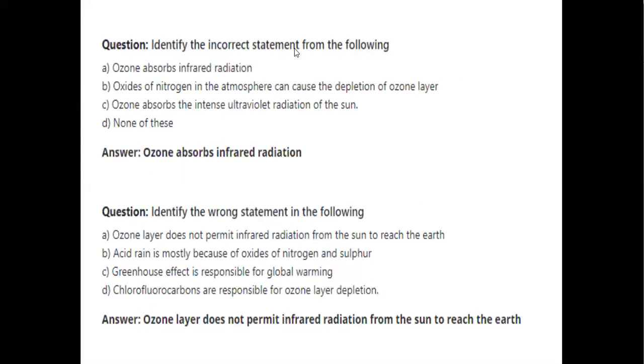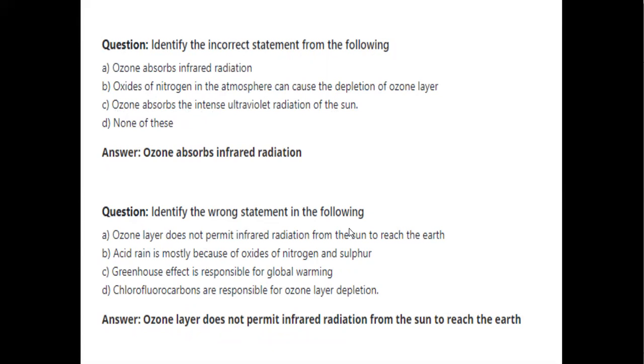Identify the incomplete statements from the following. Ozone absorbs infrared radiation. Oxides of nitrogen in the atmosphere can cause depletion of ozone layer. Ozone absorbs the intense ultraviolet radiation of the sun. None of these. You can clearly see from here option A is incomplete. So option A is the right answer here.